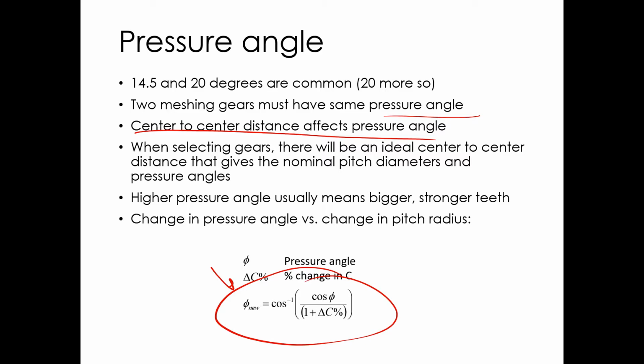So higher pressure angles usually mean bigger, stronger teeth, but it also means more spreading force. So there's a downside to it as well. And then here's the equation down here where phi is your nominal pressure angle. This is your percent change in center to center distance. That gives you your new pressure angle down here. So you can use that to calculate the new pressure angle from changes to the center to center distance.